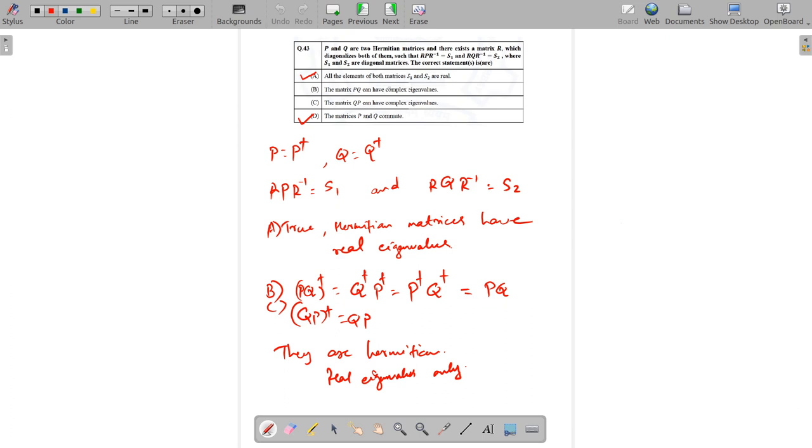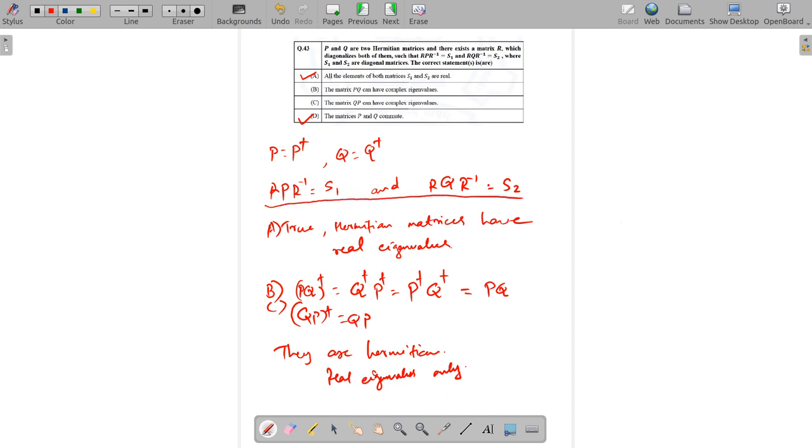So next one. P and Q are two Hermitian matrices, and there exists a matrix R which diagonalizes both of them, such that RPR inverse equals S1 and RQR inverse equals S2, where S1 and S2 are diagonal matrices. Which are the correct statements? Given that these are Hermitian, you can write P equals P dagger and Q equals Q dagger. This is already given information.